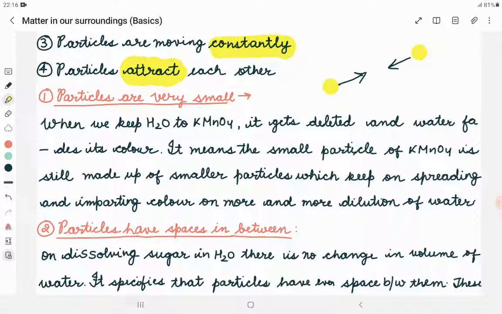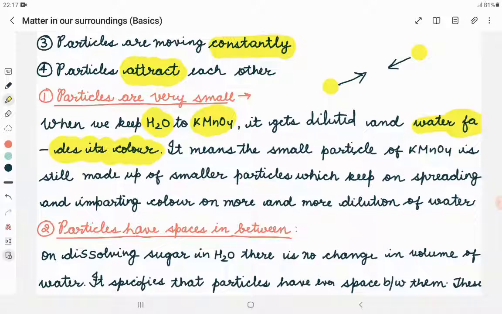Now let us see all of them one by one in detail. The four things that we understood in the Brownian motion. The first thing is that the particles are very small. Now let us see it on the basis of the experiments that we performed. When we add water to KMnO4, it gets diluted. KMnO4 crystals are there, but since we are adding water, anything will dilute. Dilute means it will reduce its concentration, and the water now fades its color.